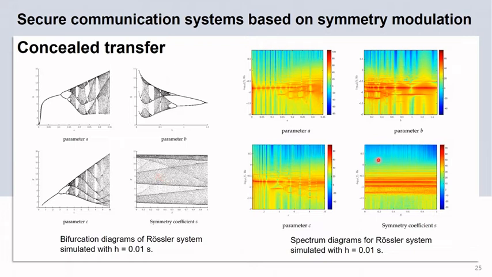The same can be observed in spectrograms. It is not very easy to detect the moment of the data transfer in this case, while here they can be observed when the parameter is changed.